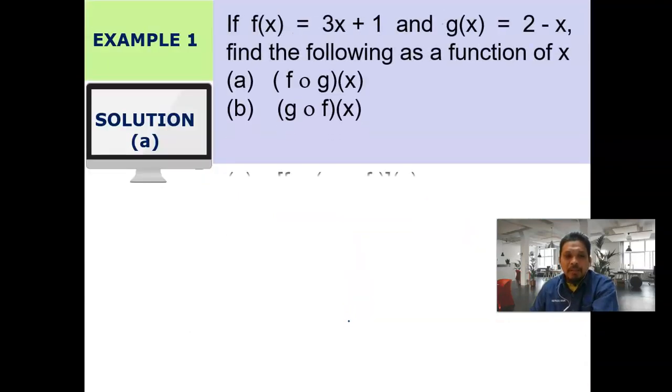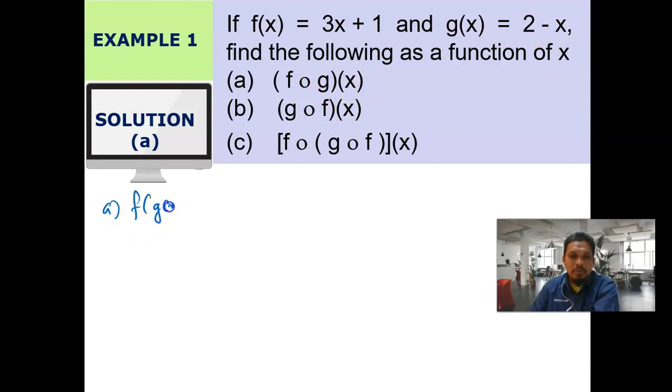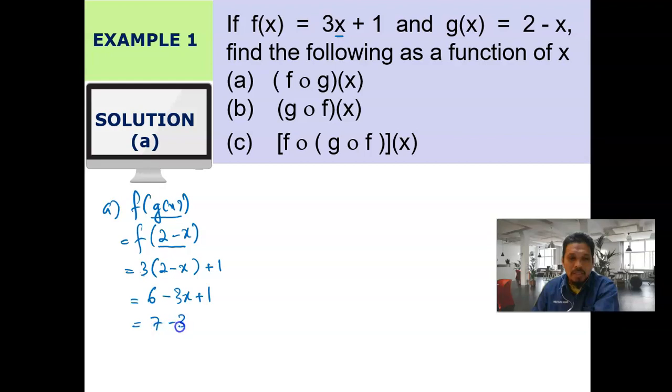Now if f(x) equals 3x plus 1 and g(x) equals 2 minus x, we would like to find the first one, a, fg(x). First we write down the function g, where g is 2 minus x. Composite function is a process where we substitute the function g into the x of the function f. So for the function f(x) equals 3x plus 1, we substitute the function g, which is 2 minus x. Then 3 times 2 equals 6, 3 times negative x is minus 3x, plus 1. Then 6 plus 1 equals 7 minus 3x.